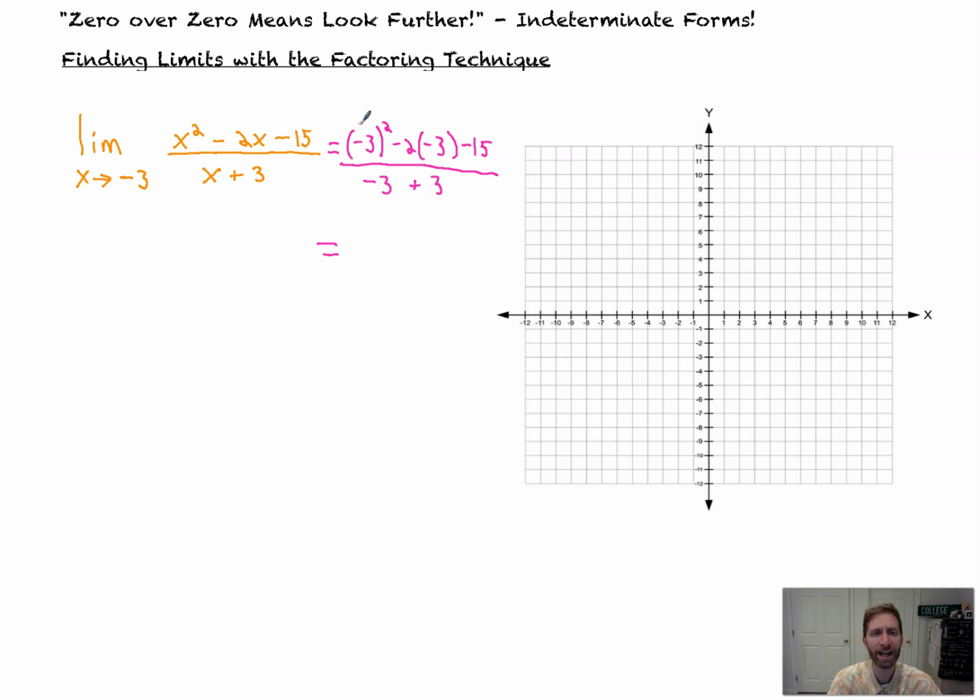Well, the numerator, we're going to get 9 plus 6. -2 times -3 is plus 6, minus 15, all over -3 plus 3 is 0. That simplifies down to 15 minus 15, which is 0 over 0. What? Okay, well, here's the important thing to note. 0 over 0 is what is known as indeterminate form.